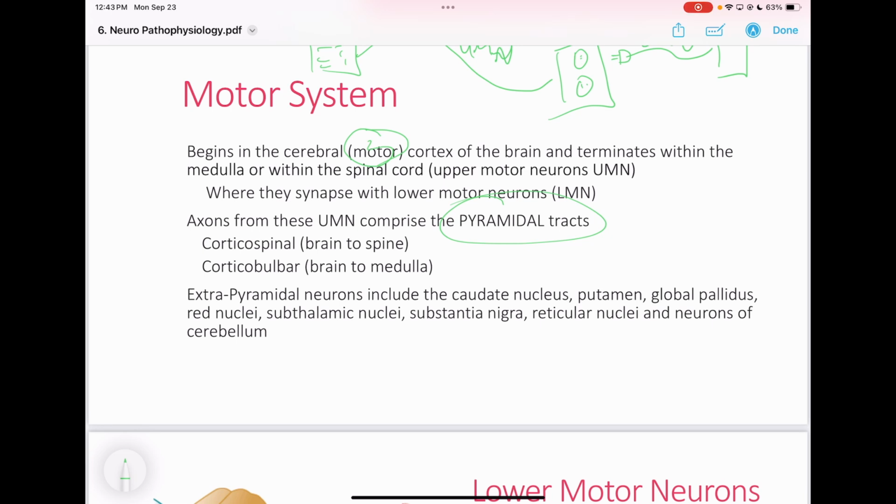So we have corticospinal, that's the brain to the spinal cord. We also have corticobulbar, which is the brain to the medulla. Your extrapyramidal neurons: caudate nucleus is here, your putamen, subthalamic nuclei, substantia nigra is here. That's where all the dopamine is stored. And when you're lacking in dopamine, you have problems with your extrapyramidal side effects.